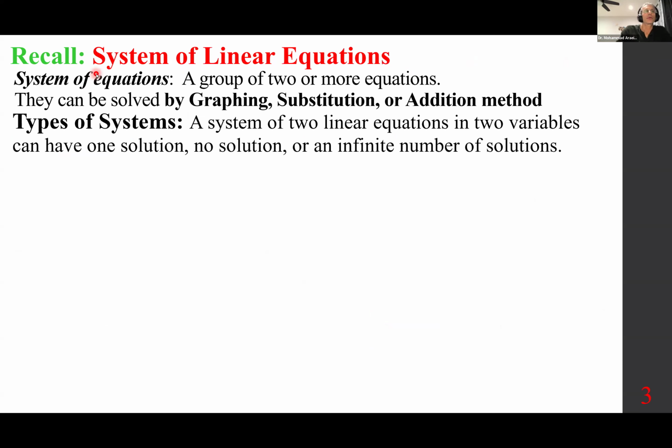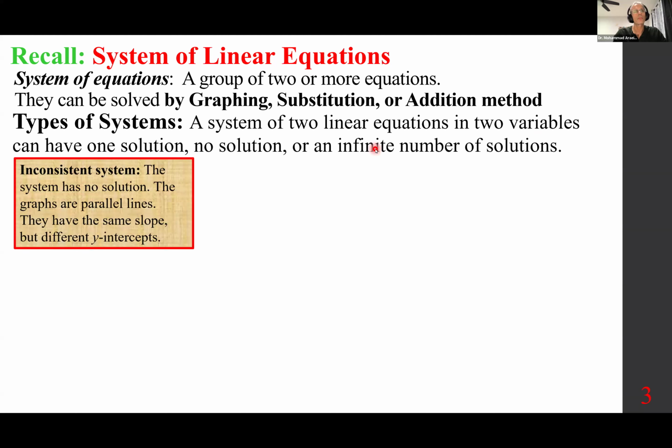Recall, system of linear equations. A group of 2 or more equations is called a system of linear equations. They can be solved by graphing, substitution, or the addition method. Types of system: a system of 2 linear equations in 2 variables can have 1 solution, no solution, or an infinite number of solutions. In the case of an inconsistent system, the system has no solution.